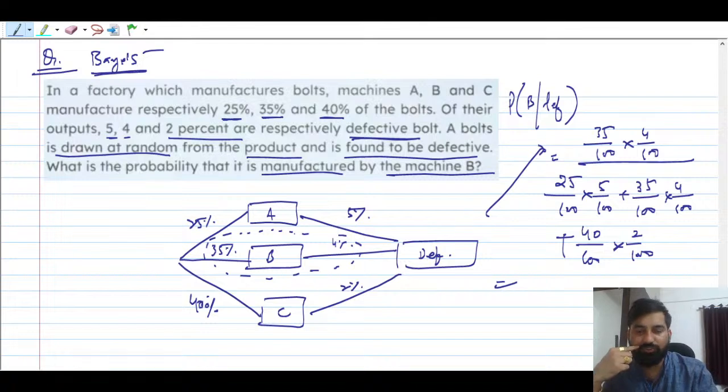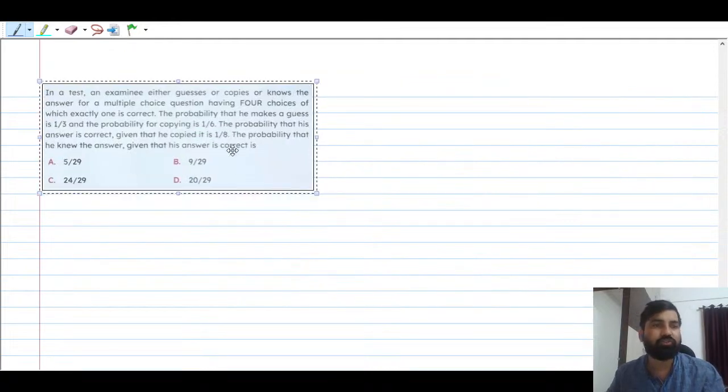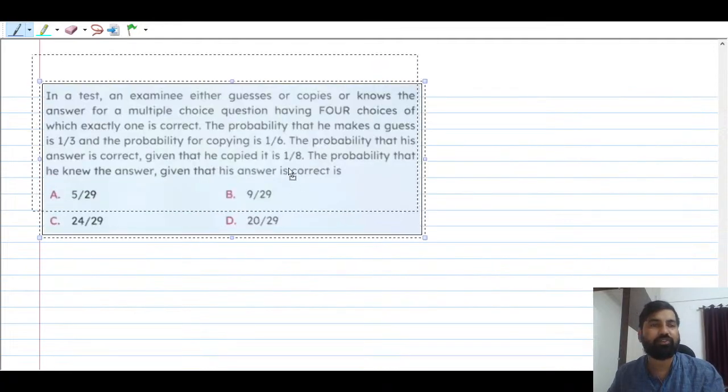So I think this is clear. You can solve this, it is a very simple problem and doesn't take much time, that's why I'm telling you. Let's do one more question, okay? Very simple question. I'm solving questions because it takes less time. Now try this question, guys. How much time will it take to solve?